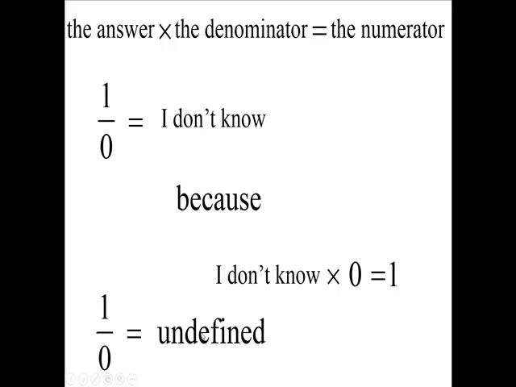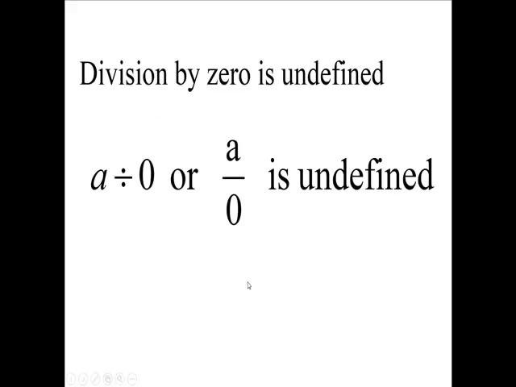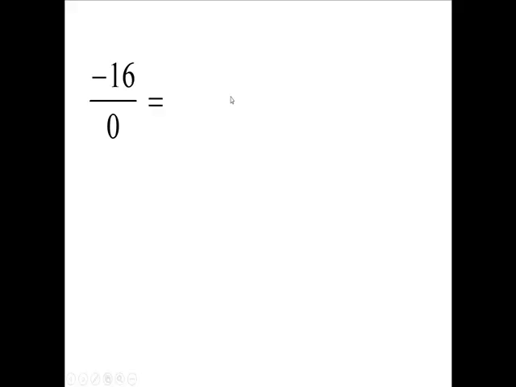So I don't know. Now, the mathematical way of saying that is undefined. That's your way of crying and everything, and saying, I don't know. So, a divided by 0, or a over 0, is undefined. That's what that means. So if you come along with a problem here, division by 0 is undefined. You have to say, I don't know, but don't say that. Say undefined.